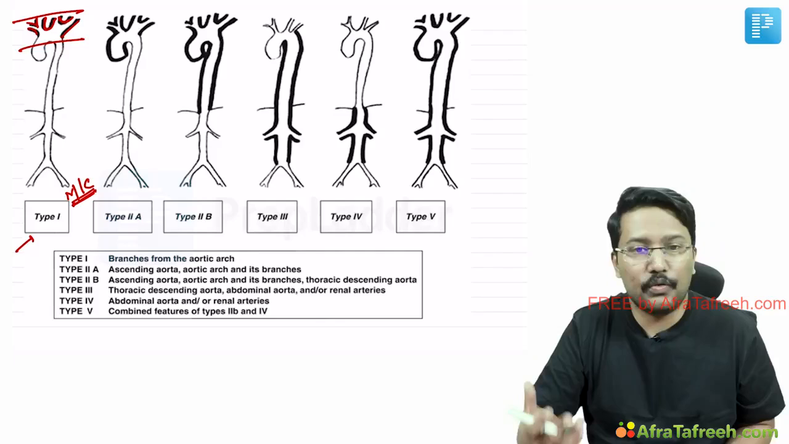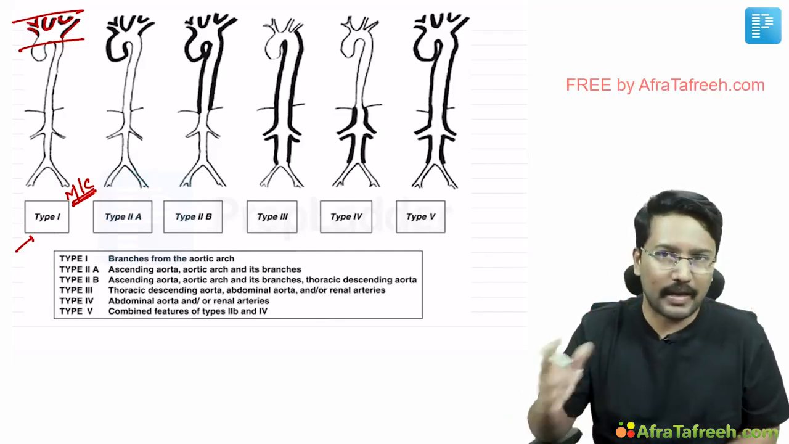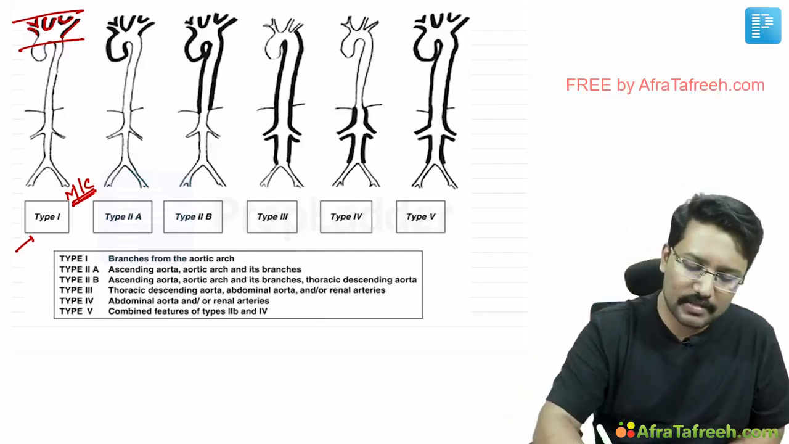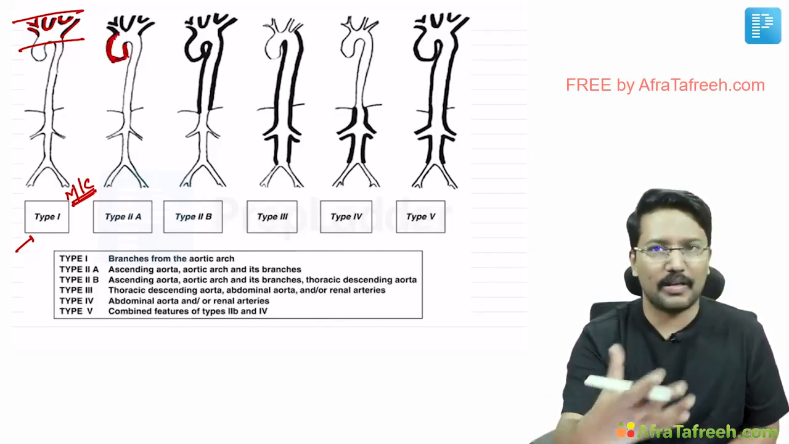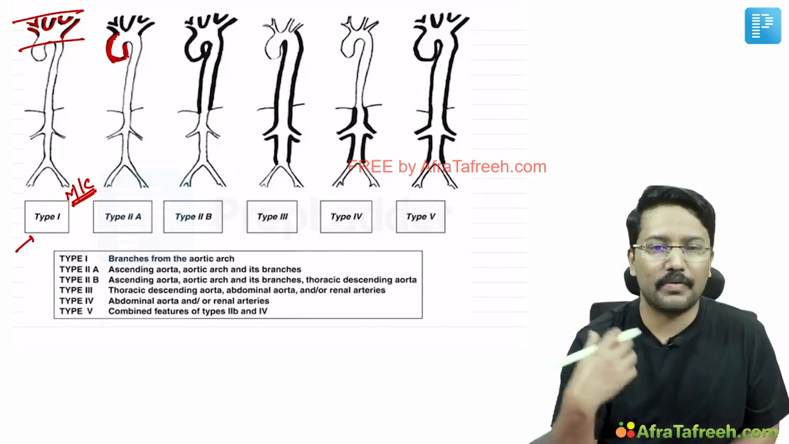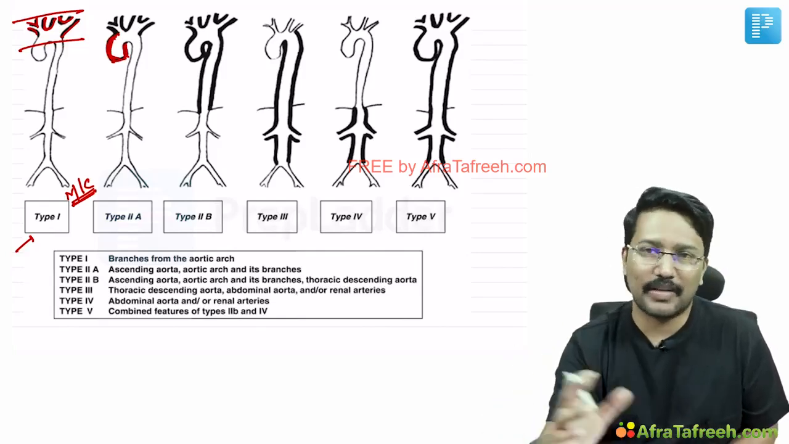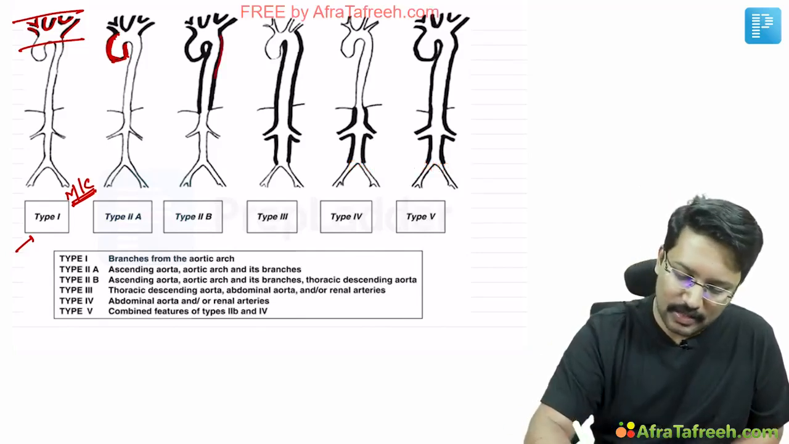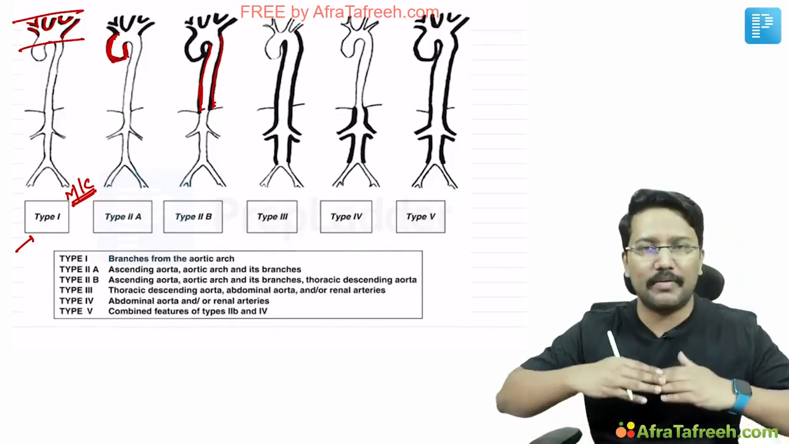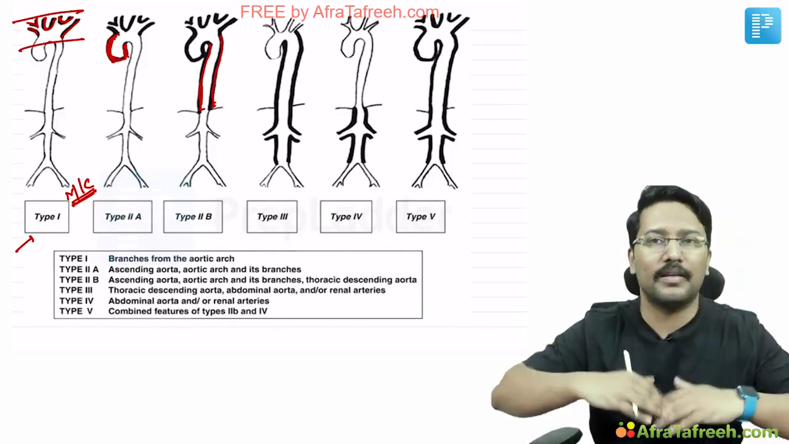Okay. So type 2 has 2A and 2B. In type 2A, we are just adding one more area of involvement, that is the ascending aorta. Obviously, the arch of aorta is part of type 1. Here we are adding the ascending aorta. So that becomes type 2A. Add the descending thoracic aorta to this, and it becomes type 2B. So in type 2B, basically everything above the diaphragm is involved, right?